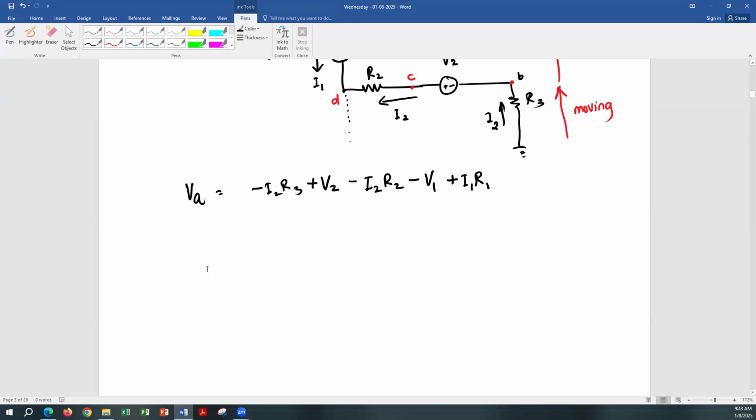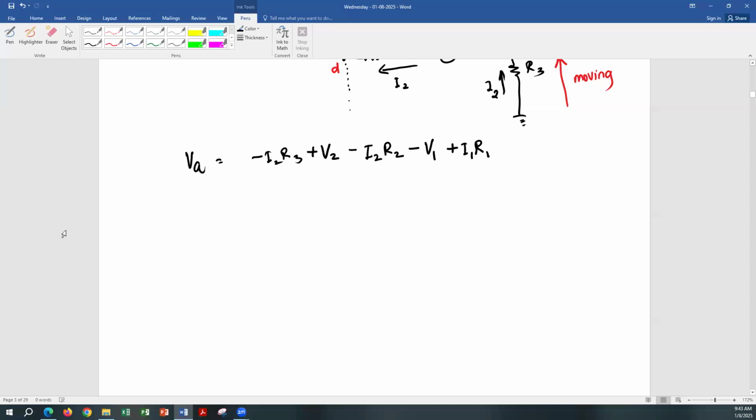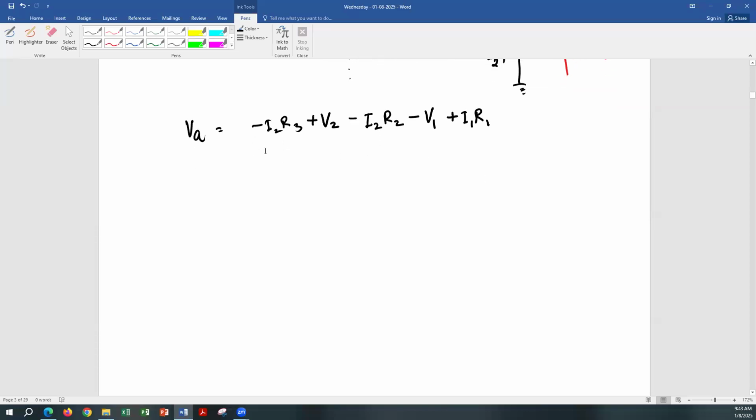Okay, so the next topic is discussion of dependent sources. Now, some of you, actually quite a few of you, dependent sources.